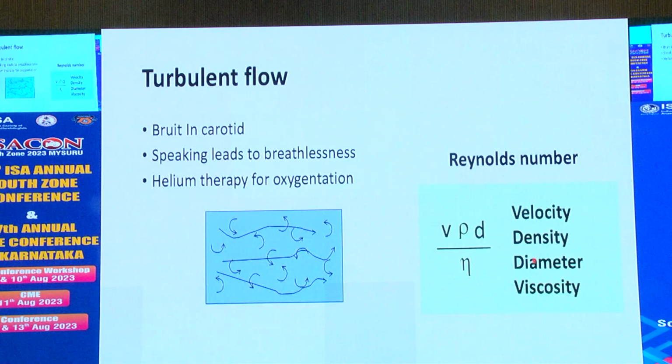Coming to turbulent flow, as you see in the first diagram of how the soap bubble is formed, if the laminar flow comes to an obstruction, there is going to be a change of the flow from laminar to turbulent. In the same way, when there is an angulation or a diversion of the flow, at that point the laminar flow changes into turbulent flow. Again, this is based on velocity, density, diameter and viscosity.